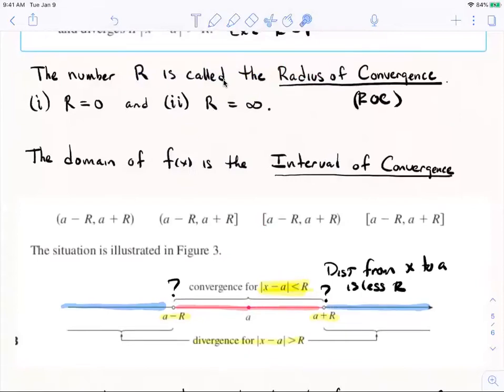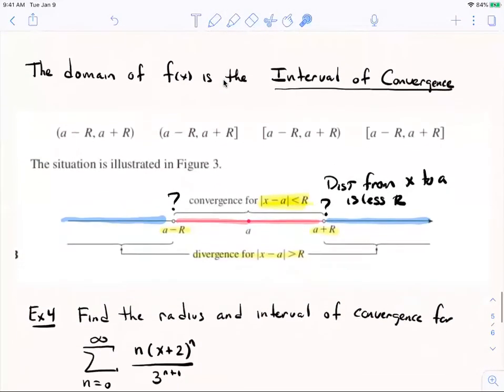And once again, it's going to be one of 4 cases. Neither endpoint makes it in. The right endpoint does, but the left endpoint doesn't. The left endpoint makes it in, but the right endpoint doesn't. Or maybe they both make it in. You have to check.